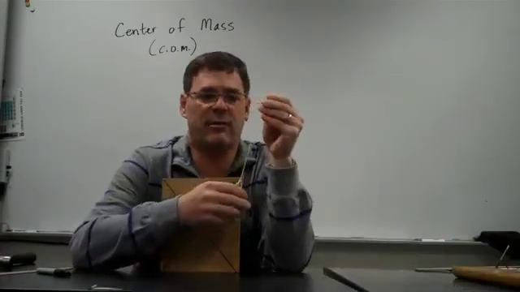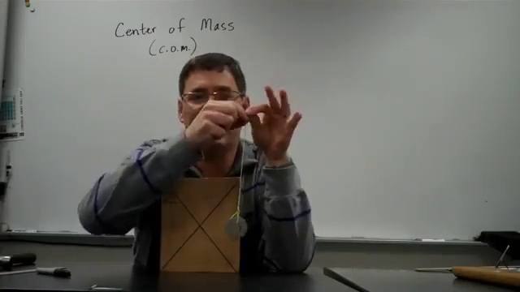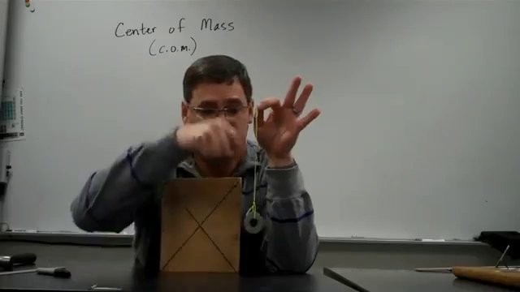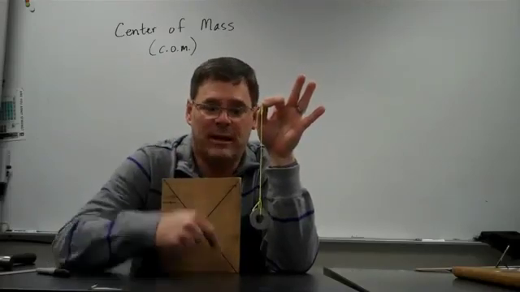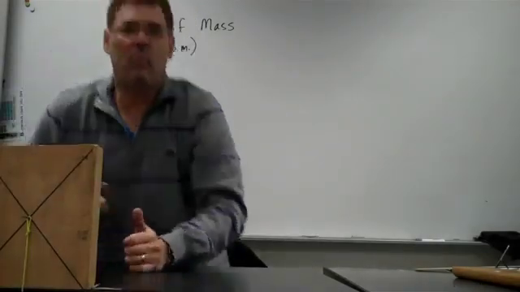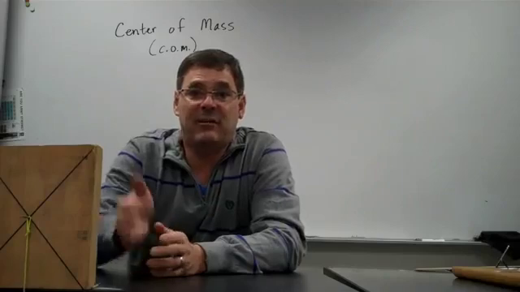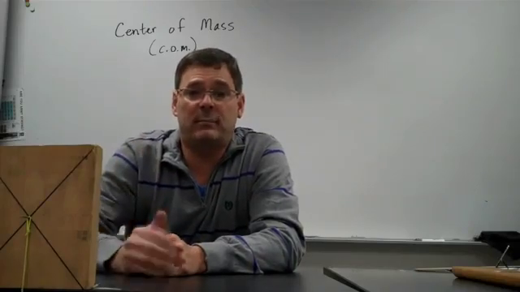Now I'm going to take this string that has a weight on it. This is called a plumb bob. Anything I hang it from, this will hang straight down, of course, because of gravity, and that'll show me the direction of down. And now I can see the point about which the center of gravity is directly over, right above that yellow piece of string.